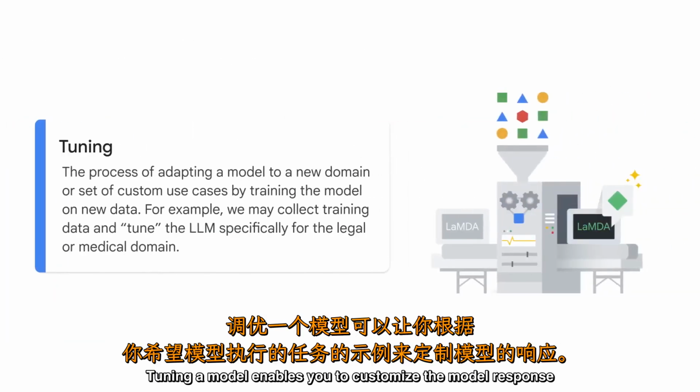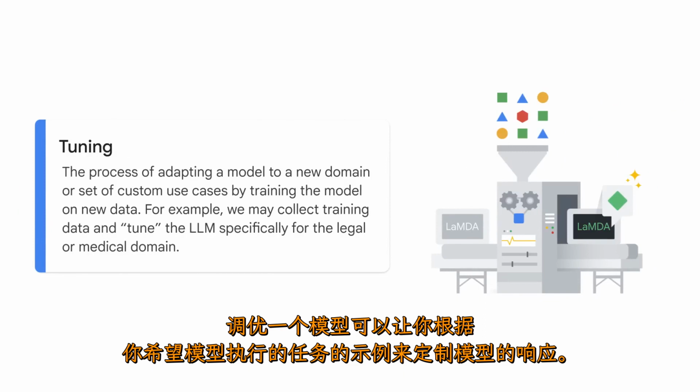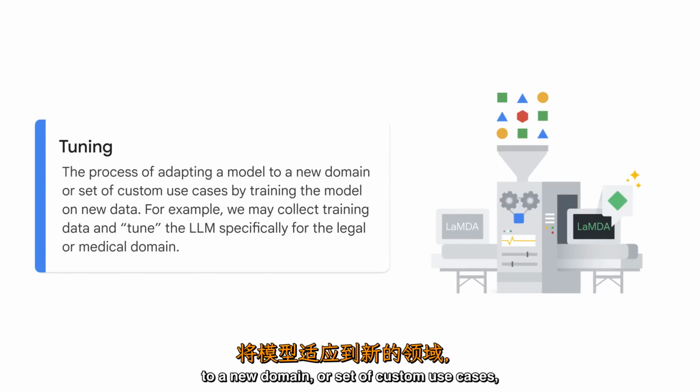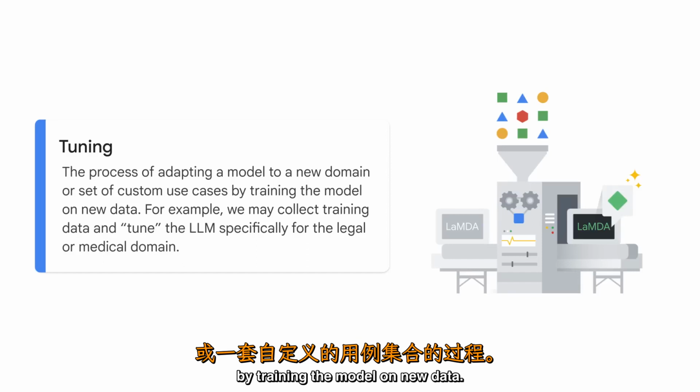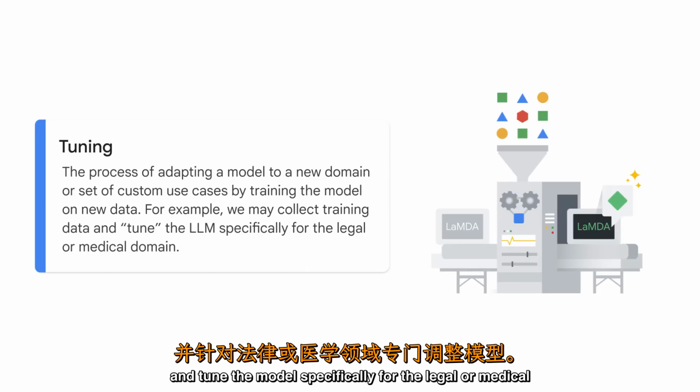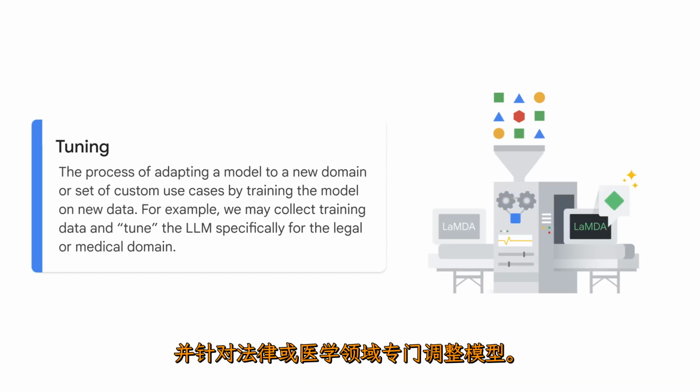Tuning a model enables you to customize the model response based on examples of the task that you want the model to perform. It is essentially the process of adapting a model to a new domain or set of custom use cases by training the model on new data. For example, we may collect training data and tune the model specifically for the legal or medical domain.